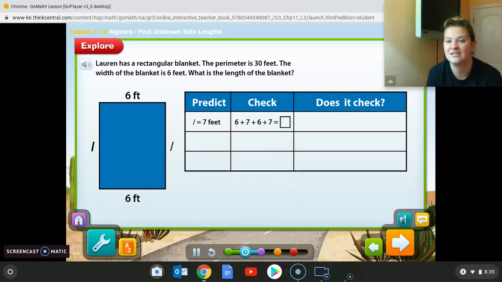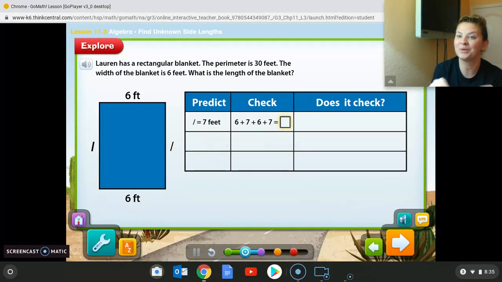So we can guess and check. We know that we need to get to 30 and we've got to add everything up. Well, that means that we are going to change the length into the same number. Do you see what I'm saying? So L, we can find what one L is, but to find the perimeter, we've got to add it 2 times. So in this case, they decided, let's try 7.